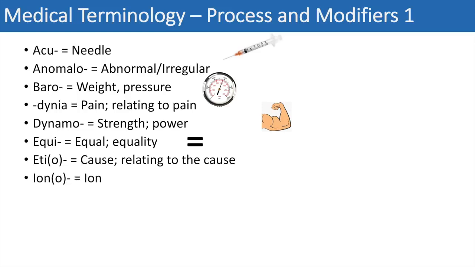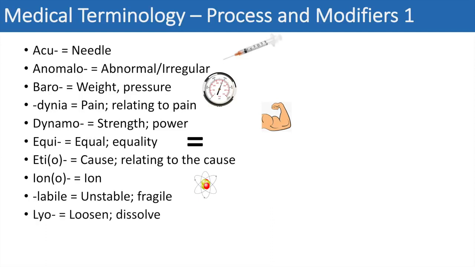The next prefix is iono. You can think of ion in this instance. Another suffix is labile. This means unstable or fragile. Another one is lio. This means loosen or dissolve. And the prefix radio means radiation. So you can think of radiotherapy, a treatment or therapy involving radiation.